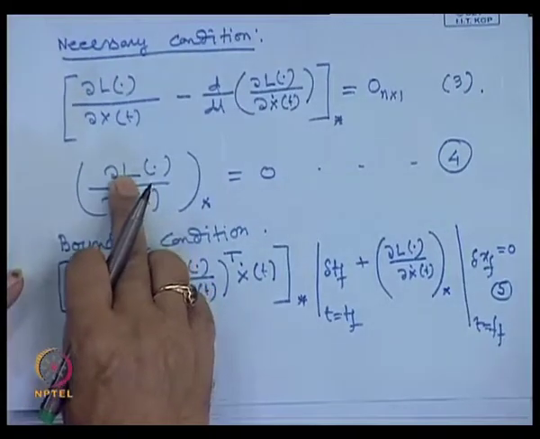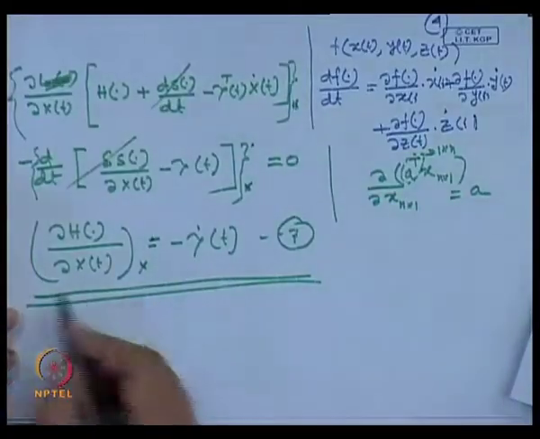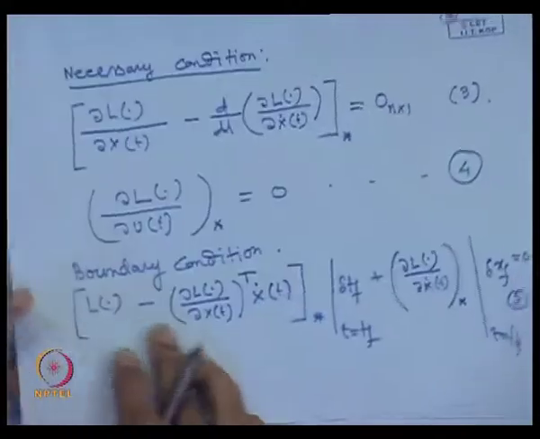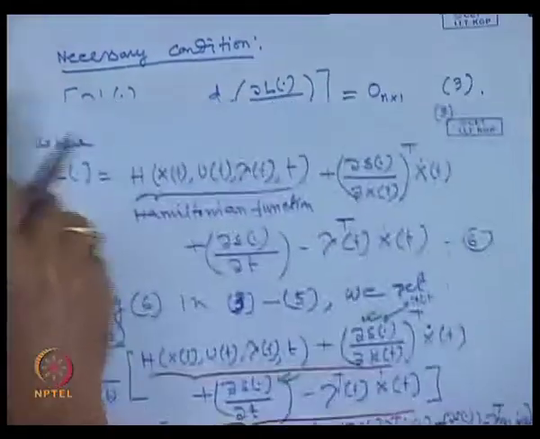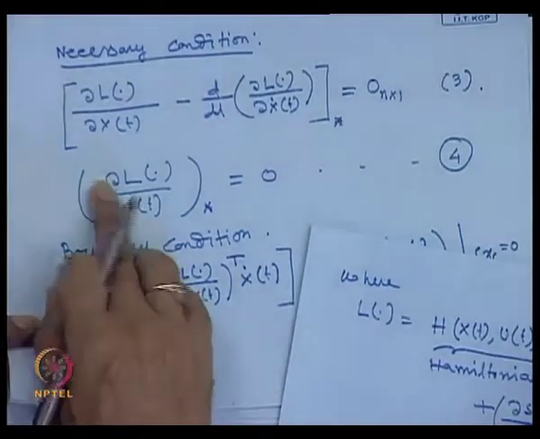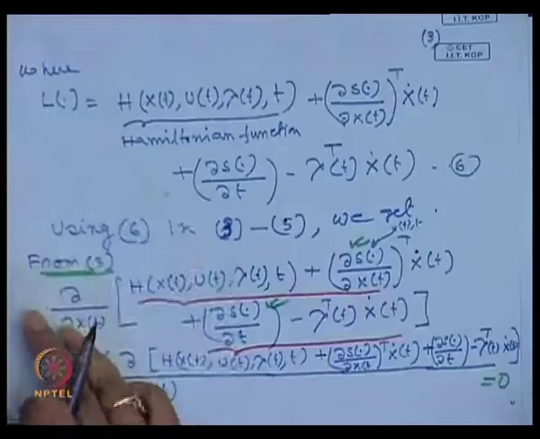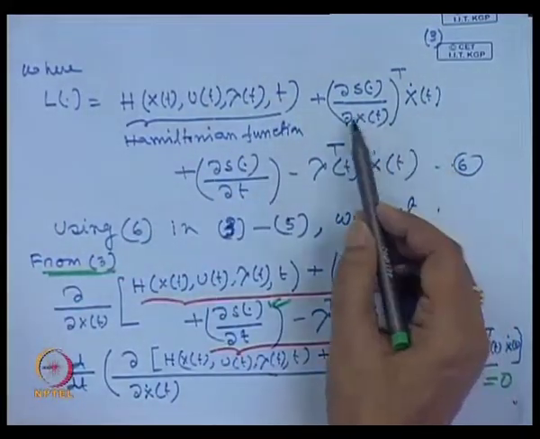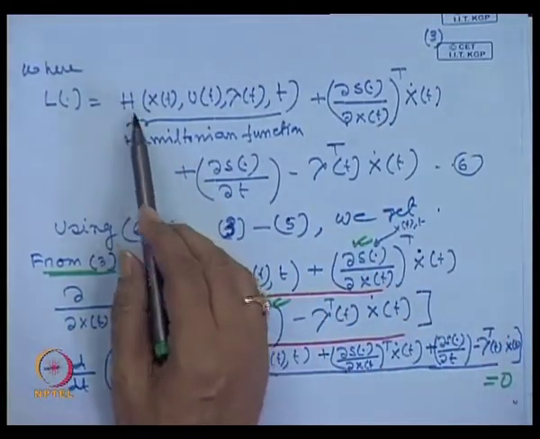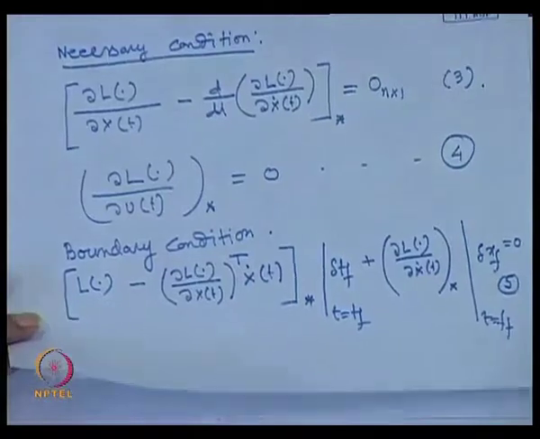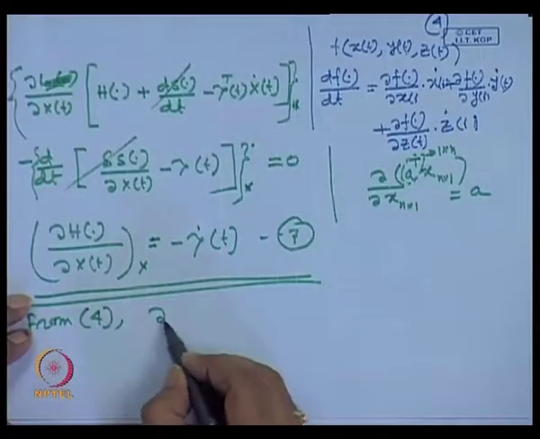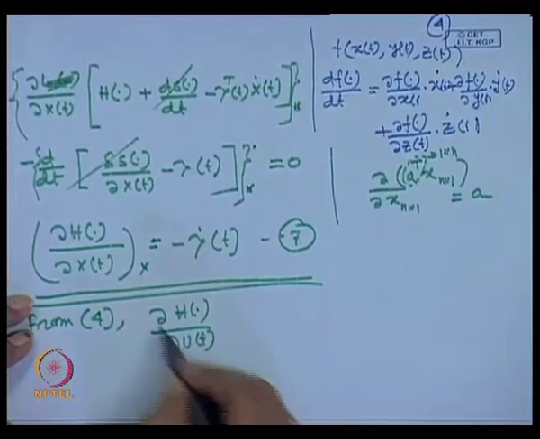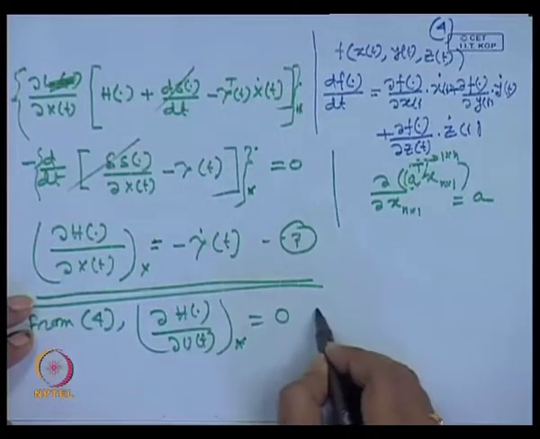Another equation is that one. From 4, what can we write? Your H is expressed from L, so if you differentiate partially with respect to u, there is no u here, so del H del u must be 0. So from 4 we can write del H del u at the optimal, whole star, is equal to 0. Let us call this equation number 8.